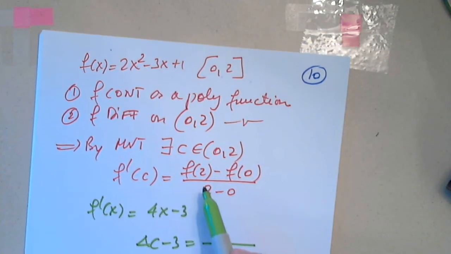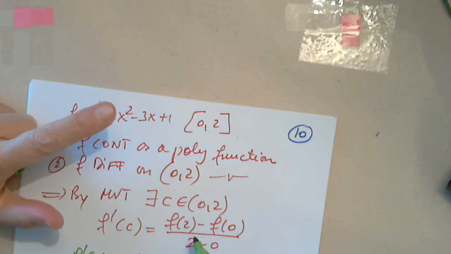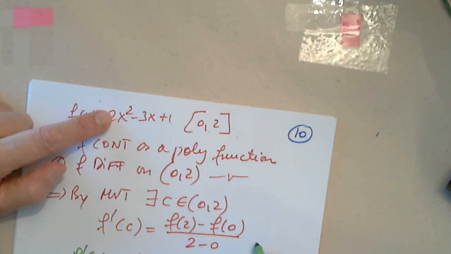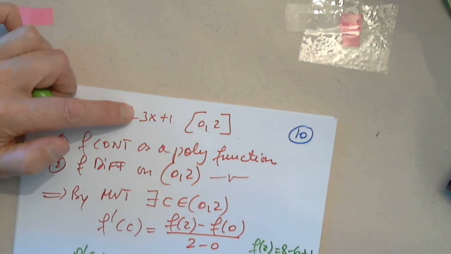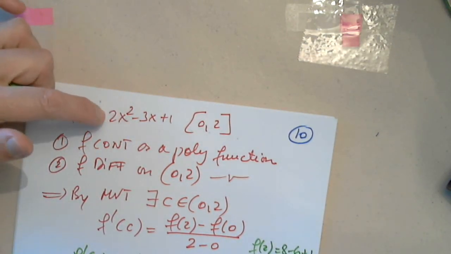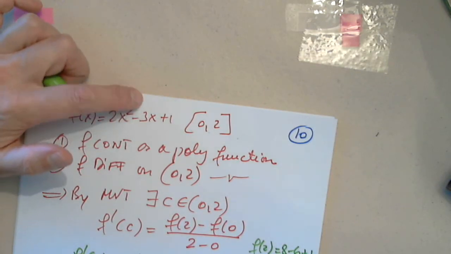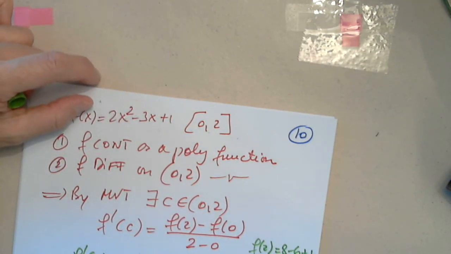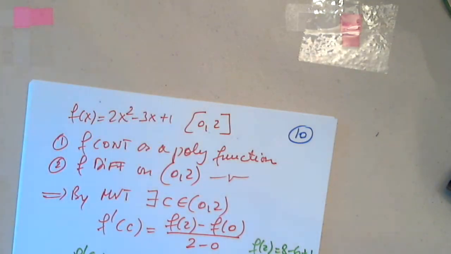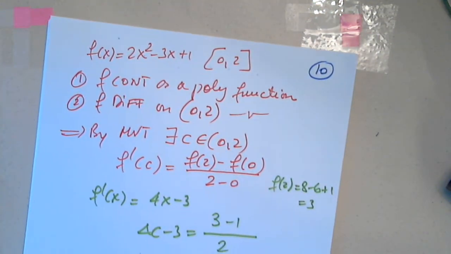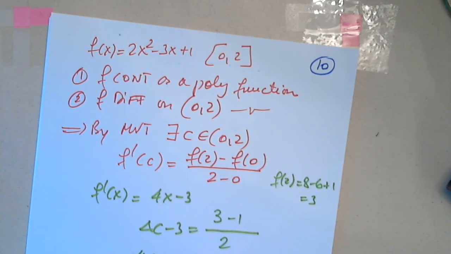Now I have to find f of 2. So f of 2 is 8 minus 6 plus 1. 4 times 2 is 8, minus 6 plus 1. 9 minus 6 is 3. So this is 3. f of 0 is 1, and 2 minus 0 is 2. So then 4c minus 3 equals 2 over 2, which is 1. Nice. 4c equals 4, c equals 1.